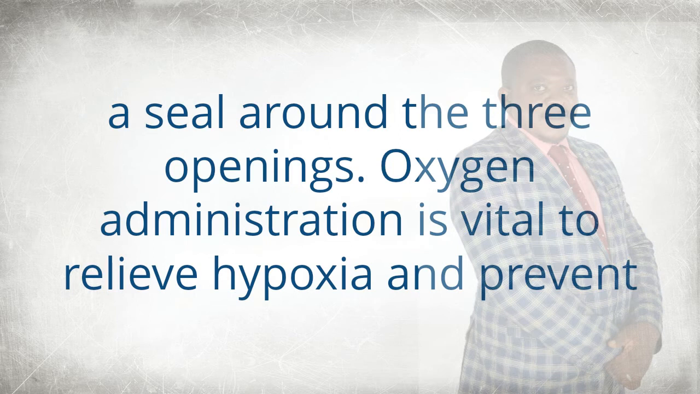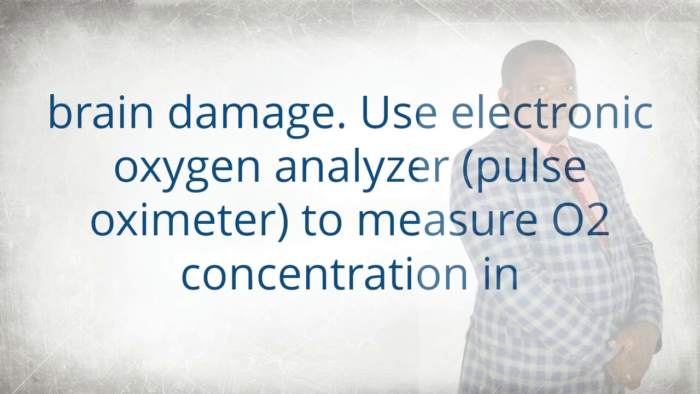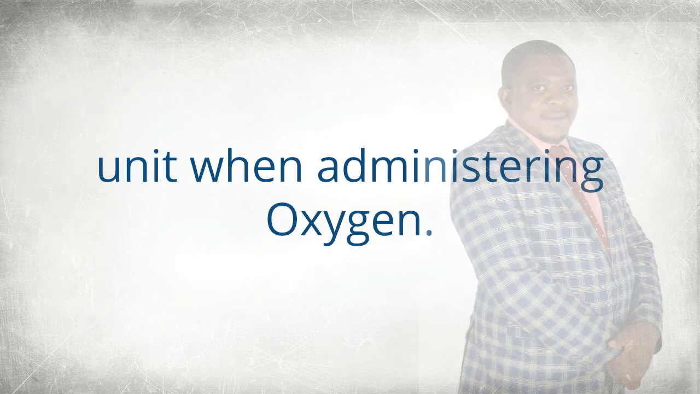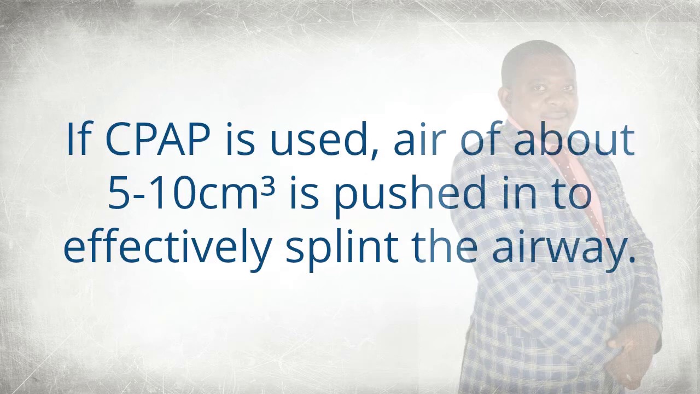Oxygen administration is vital to relieve hypoxia and prevent brain damage. Use an electronic oxygen analyzer and pulse oximeter to measure O2 concentration in inspired air and also blood gas levels. Care should be taken not to cause fires in the neonatal unit when administering oxygen. If CPAP is used, air of about 5 to 10 cubic centimeters is pushed in to effectively splint the airway.